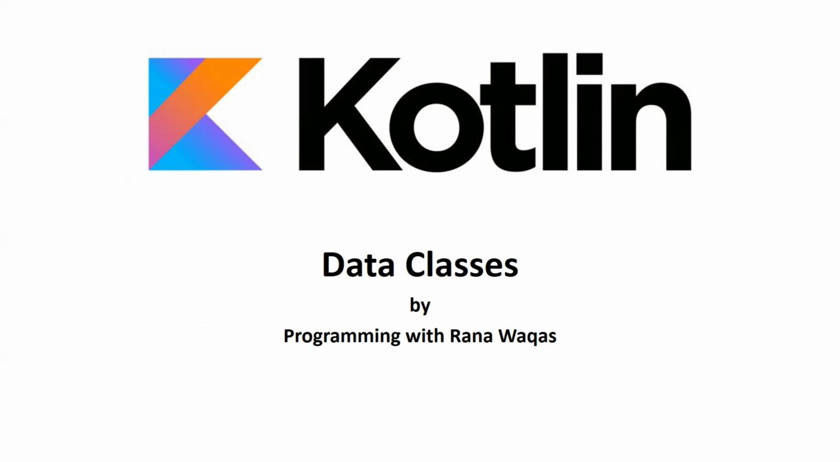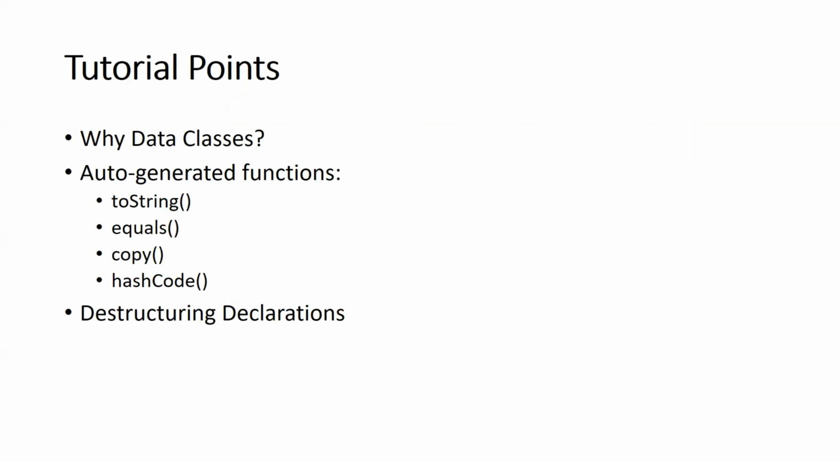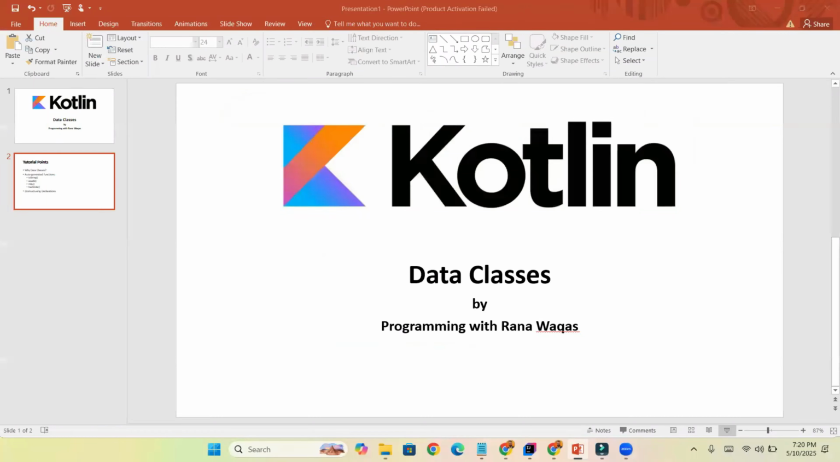In this Kotlin OOP tutorial, we will cover an amazing feature, data classes. Why we use data classes and what are the auto-generated functions which are created automatically inside data classes, that is toString, equals, copy and hashCode, and how we can destructure the data class into different variables. So for better understanding, we have to go to IntelliJ.